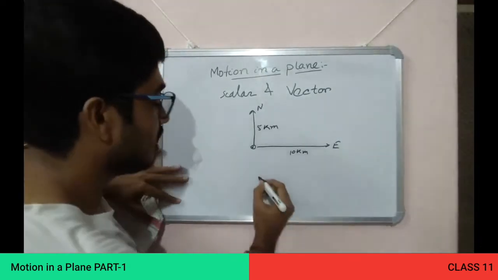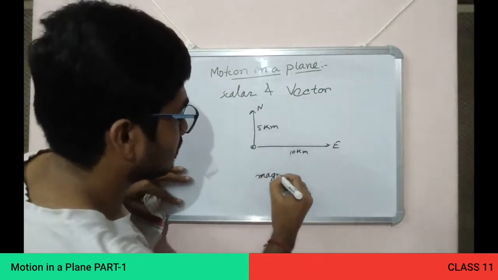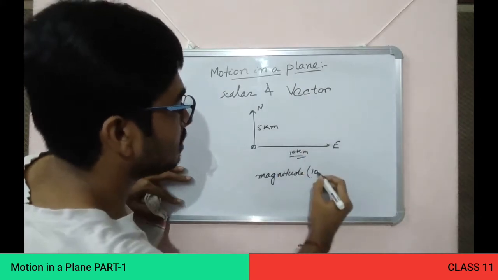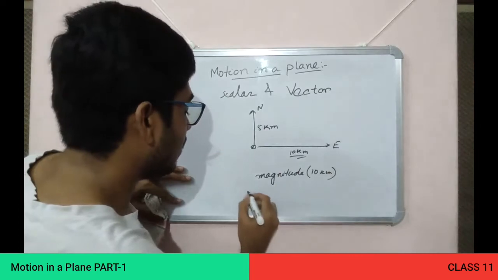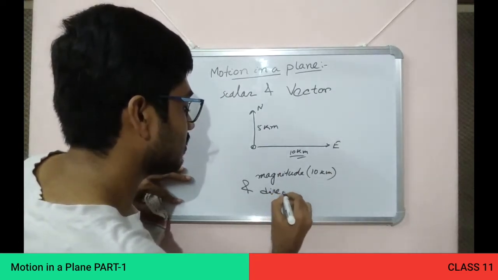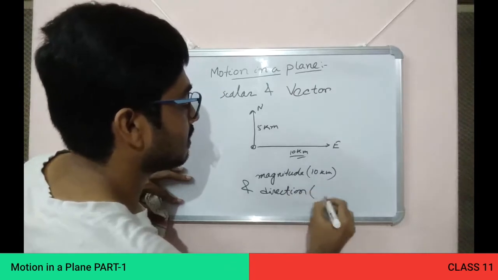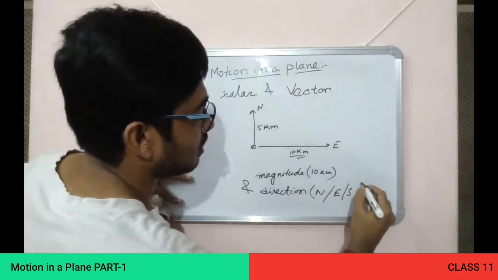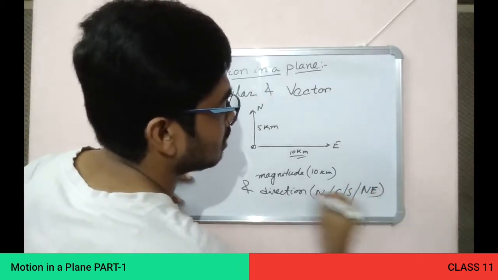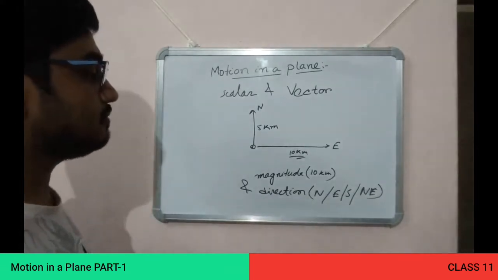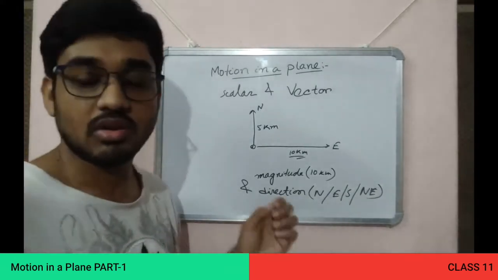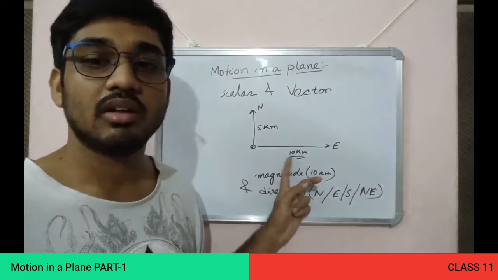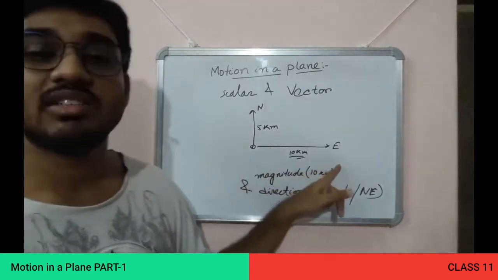So here comes the magnitude, that is 10 km or 5 km, and direction, that is north or east or south or northeast, whatever. So this is a scalar quantity. This is a vector quantity, when you are specifying the magnitude of traveling or displacement and the direction of displacement.